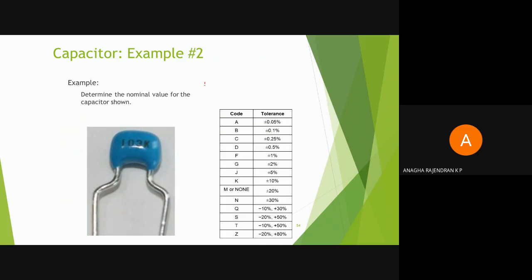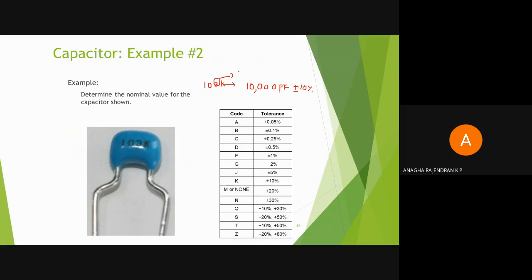Then another example. Here the numeric code is 103K. Then 10 is there and the third digit is 3, so we have to put 3 zeros after the first and second digit. 10 is already written, then we have to put 3 zeros here: 1, 2, 3. That much picofarad plus or minus K, K representing the tolerance value of 10%. So this is the capacitor value.